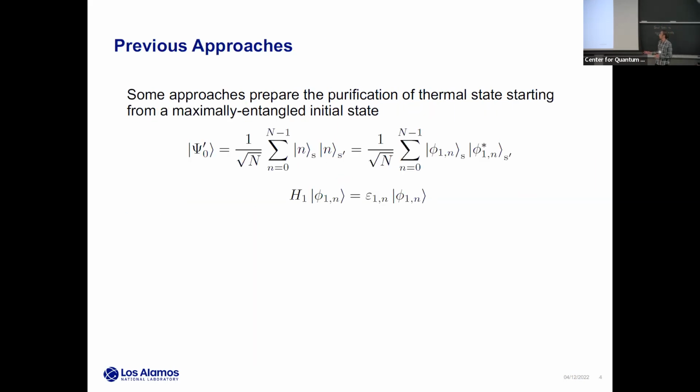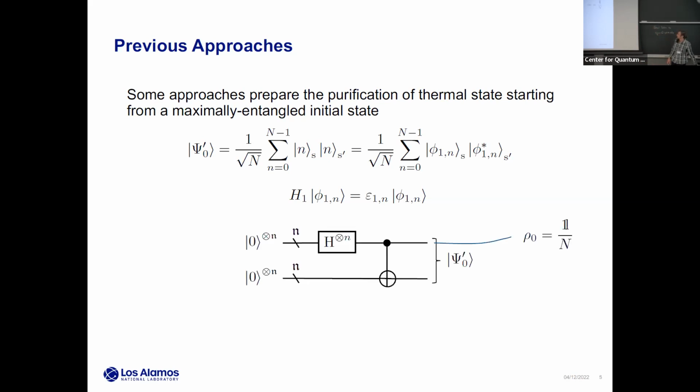Some of the previous approaches for this problem were trying to prepare a purification of this mixed state. They were trying to do this by starting from an initial state that's a maximally entangled state between two subsystems. This state you can also write in the basis of the eigenstates of the Hamiltonian. When you trace out one subsystem, you get the maximally mixed state that doesn't know anything about the target Hamiltonian.